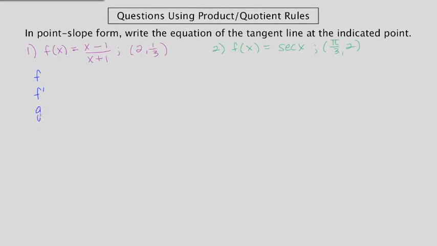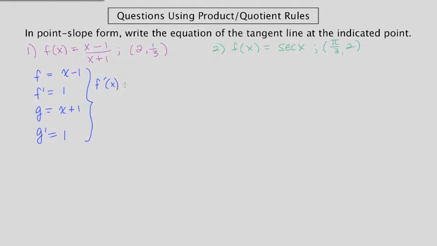F, F prime, G, G prime. Okay, F refers to the top function, which is x minus 1. G refers to the bottom function, which is x plus 1. The derivative of x minus 1 is 1, and the derivative of x plus 1 is also 1. With this information, I'm going to use the quotient rule to find the derivative.